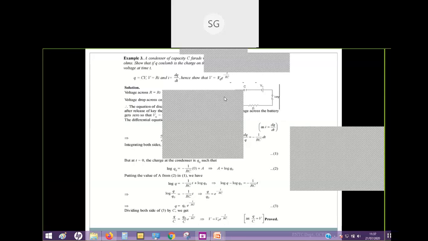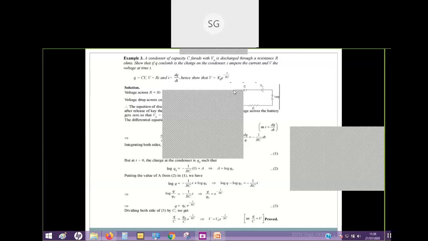So Q coulomb is the charge on the capacitor, I ampere is the current, and V is the voltage at time t, and obviously Q is equal to CV, V is equal to Ri, that we already know, and I is equal to dq by dt. This also we know. Then we have to show that V is equal to V naught e raised to minus t by RC. This is the thing that we have to prove in this example.